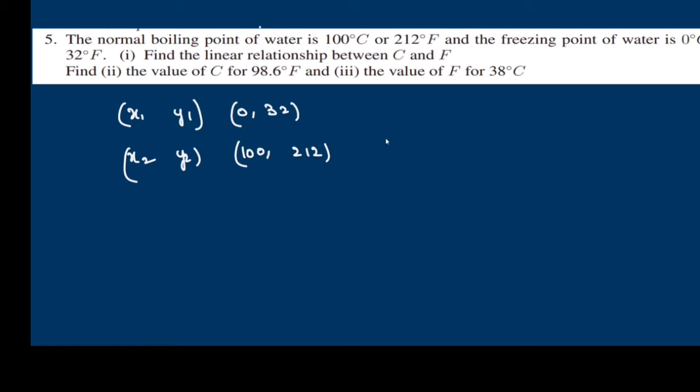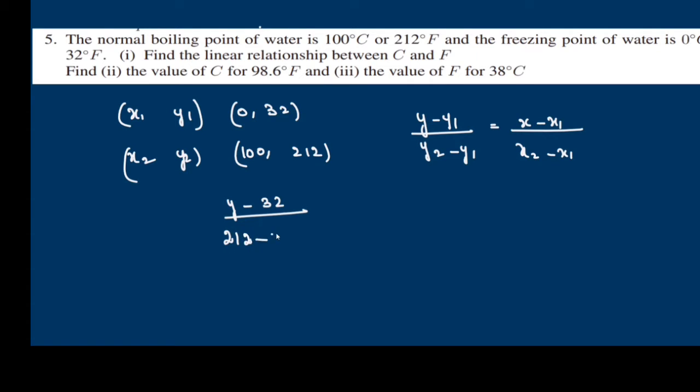So let us form a linear relationship, that is (y minus y1) by (y2 minus y1) is equal to (x minus x1) by (x2 minus x1). When 2 points are given, this is how you form the linear relationship. Y minus 32, isn't it? Y minus 32 divided by 212 minus 32 is equal to x minus 0 divided by 100 minus 0.